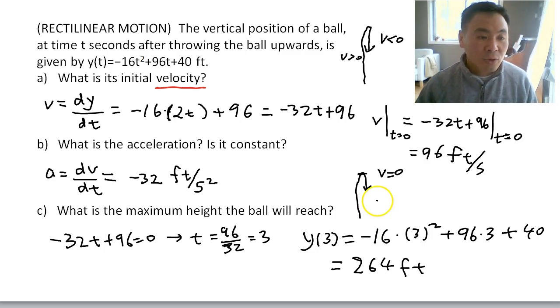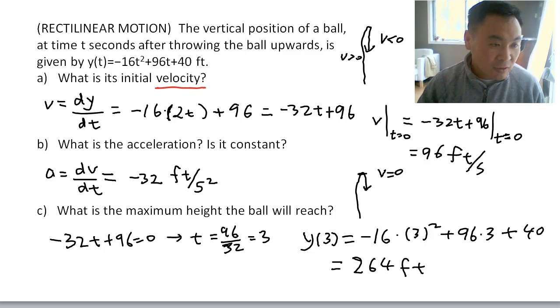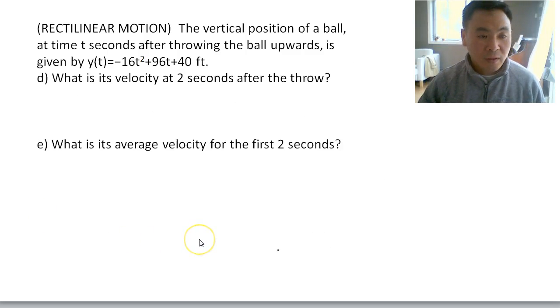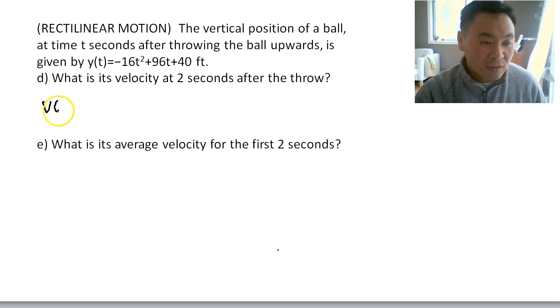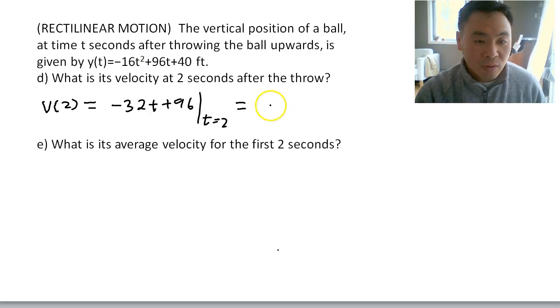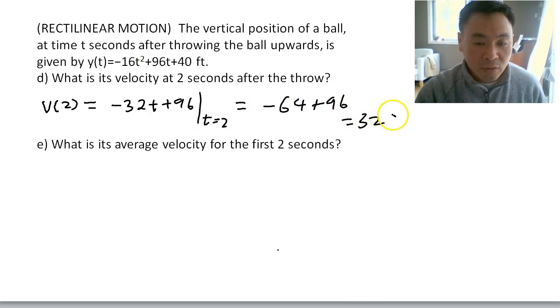Now I still have 2 more important questions to ask. Part D is, what is the velocity at 2 seconds after the throw? Well, that's like asking what is the velocity at time 2. Since we have -32t + 96, we plug in t equals 2 into it, and we end up with -64 + 96, giving you 32 feet per second.